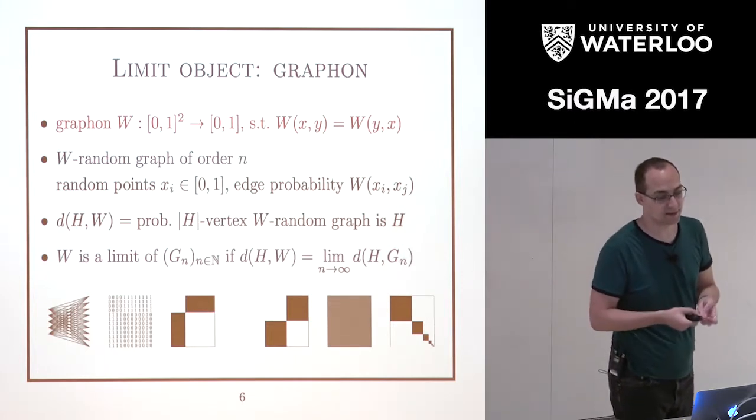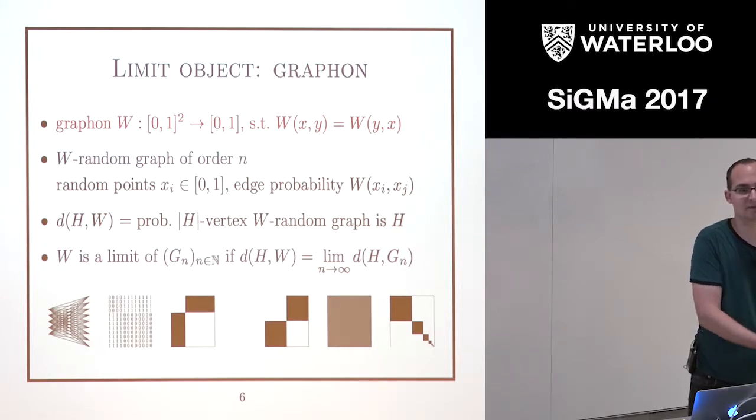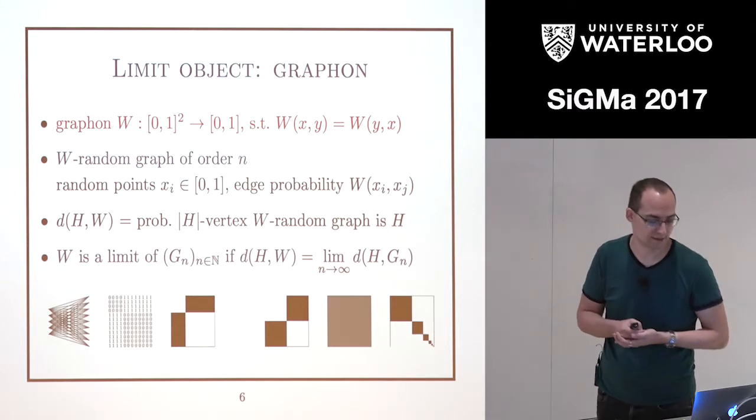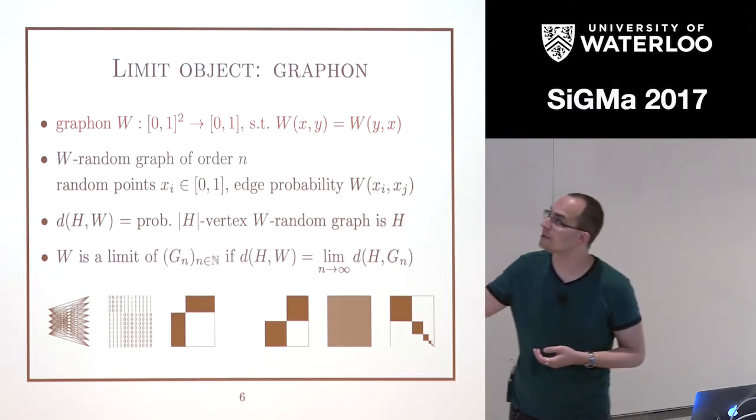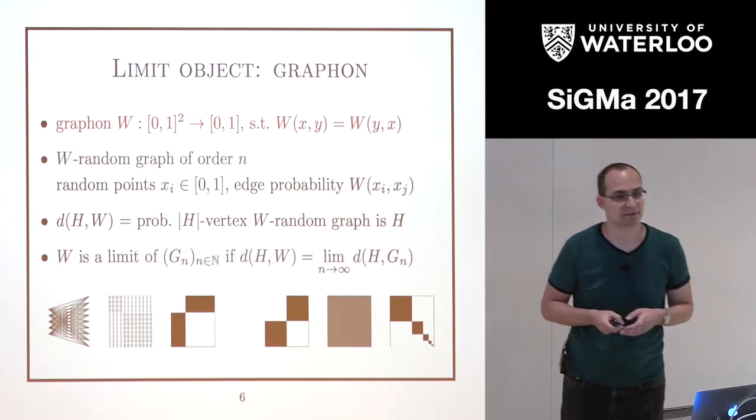So it's just the probability that a 3-vertex W-random graph is actually the cherry. Because if you think about what is the expected density of a cherry in a large W-random graph, it's just the probability that a 3-vertex W-random graph is a cherry. It's just easy calculations. And this leads me to saying that the graphon W will be a limit of a convergent sequence of graphs if the density of every graph in the graphon is the limit density of that graph in the sequence.